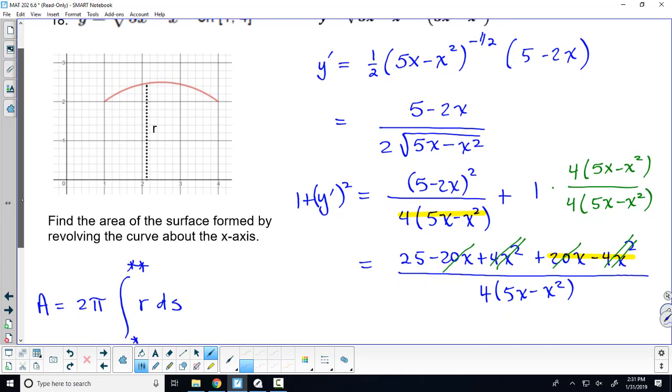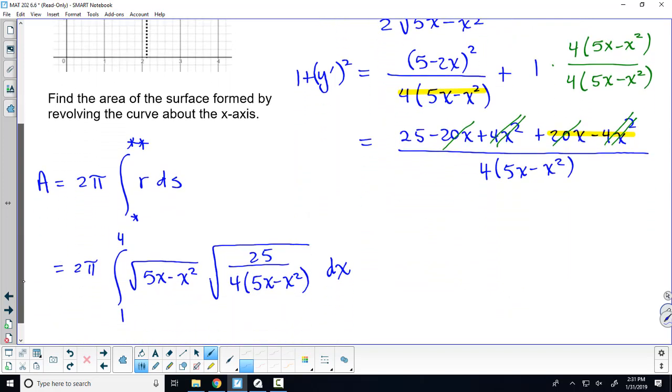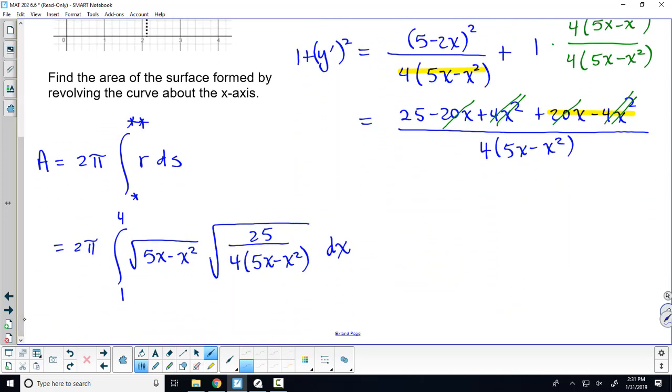Any other questions? All right. So then we have two roots that get smushed into 1. Combine those two. These will cancel. The 5x minus x squared and the 5x minus x squared, those cancel. So we end up with the integral from 1 to 4. Before I simplify anything, I'll just write it out one more step just to make sure we're not losing anything.